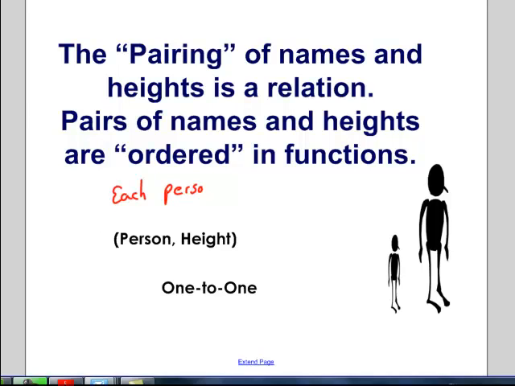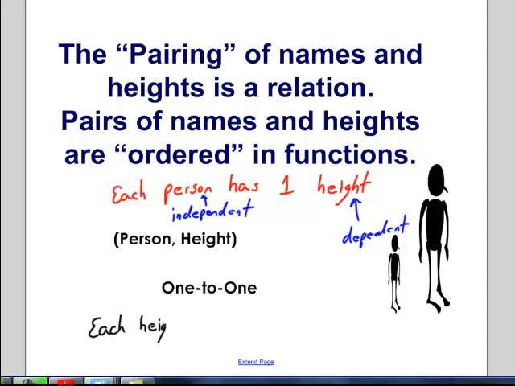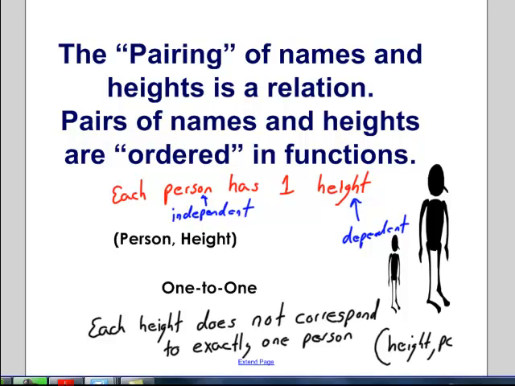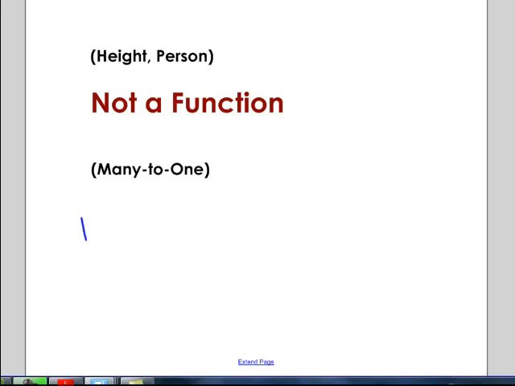Okay, so this pairing, let's take our example with the person and the height. If you look at each person in the class, each person has a one-to-one correspondence with the height. Everybody in the class has a unique height. So each independent has exactly one dependent. Now if you reverse that, it doesn't make sense. Every height doesn't just have one person. There can be many people that have the same height. So each height does not correspond to exactly one person. So height and person, it's a relationship, but it's not a function. Height to person is not a function because there's many to one.